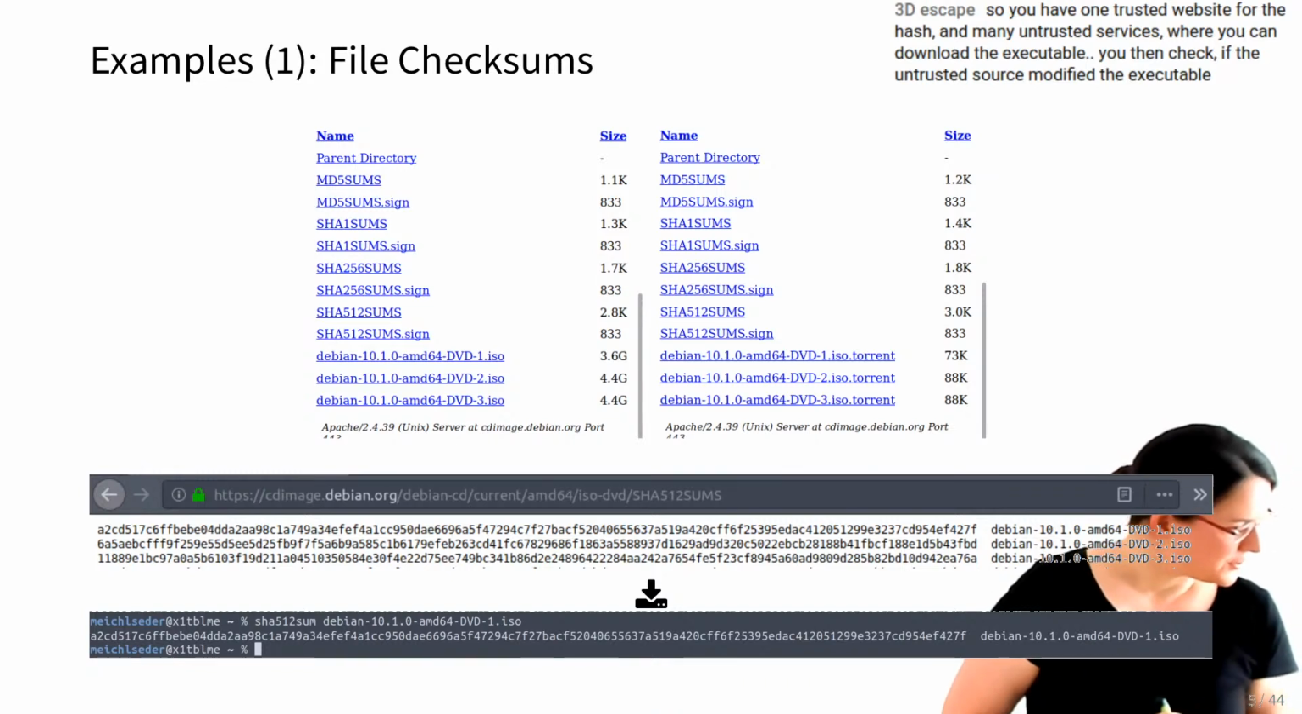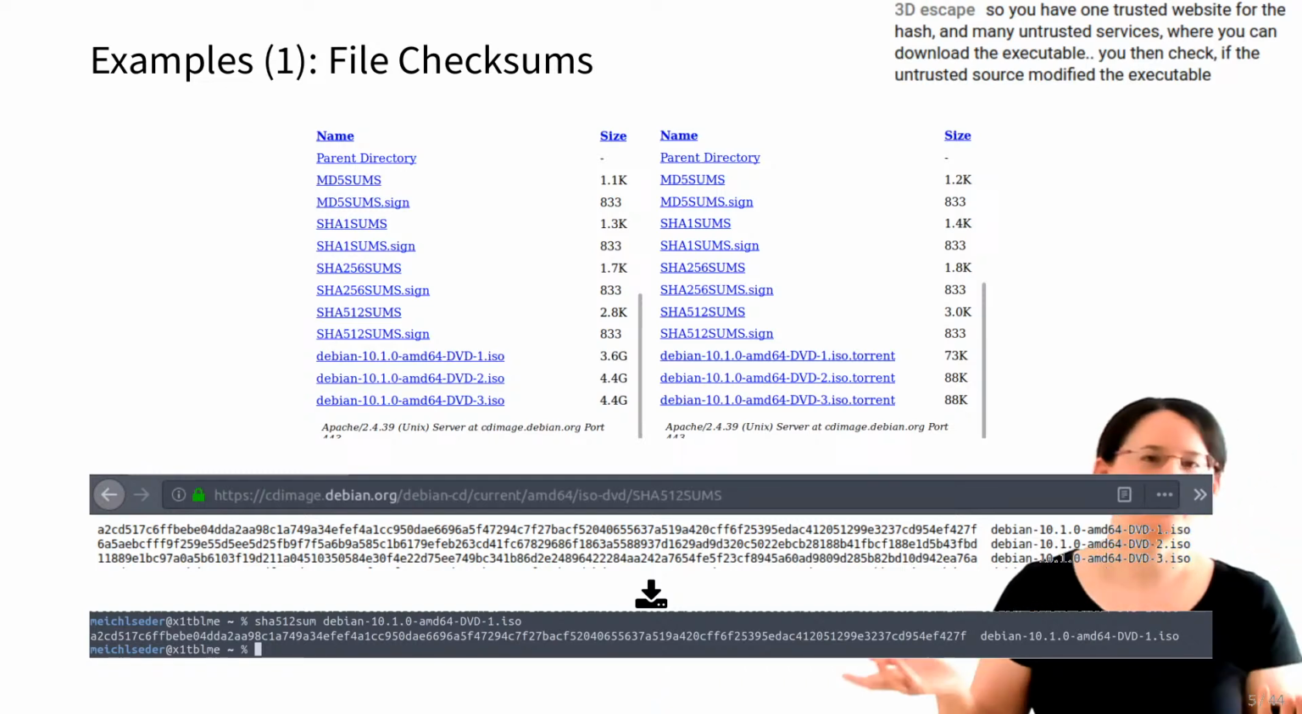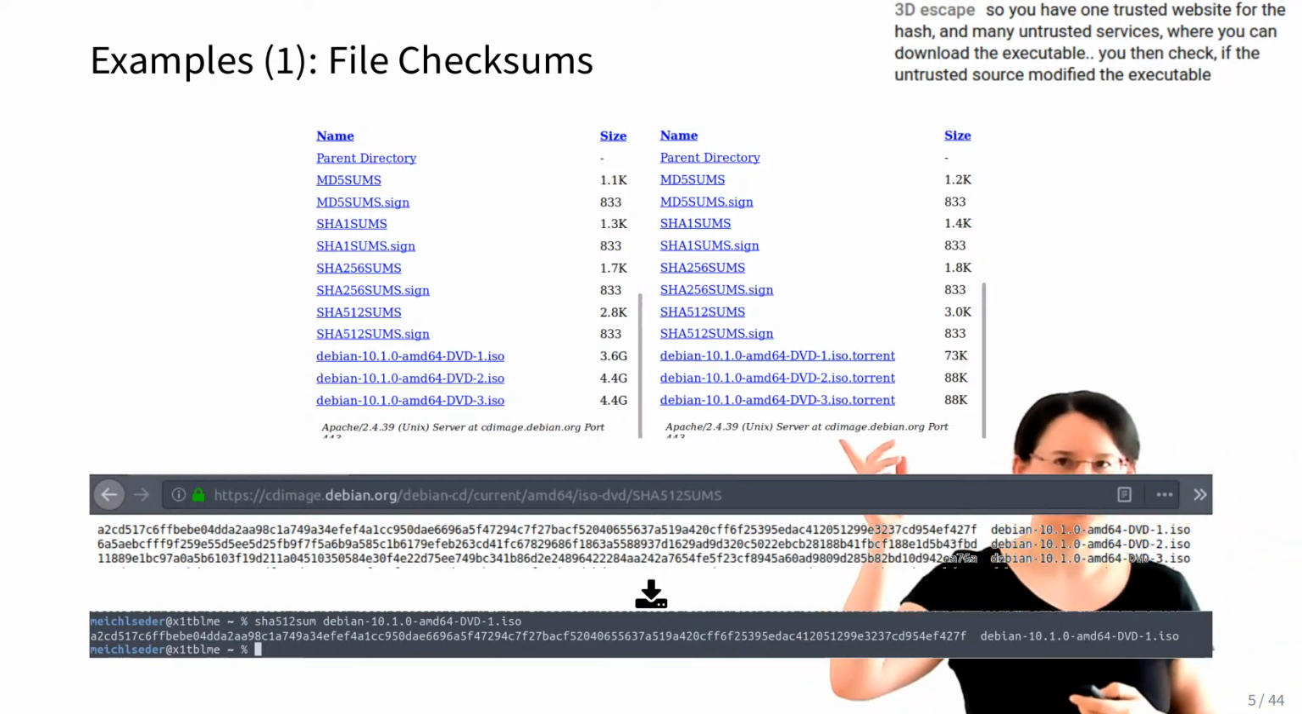So another question: you have one trusted website for the hash? Yes. And many untrusted services where you can download the executable? Yes, exactly. And then check if the untrusted source modified the executable. Exactly, that's an excellent summary of what's going on here.